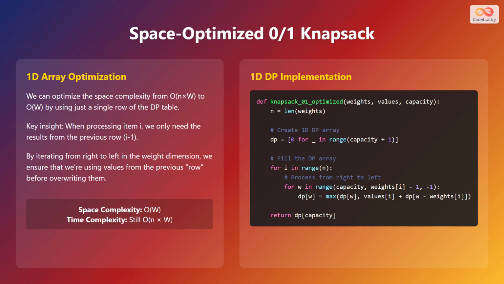The dynamic programming approach for the 0/1 knapsack problem requires O(n × W) space. However, we can optimize the space complexity to O(W) by using only one row of the DP table. The key insight here is that when processing item i, we only need the results from the previous row, which is i-1. By iterating from right to left in the weight dimension, we ensure that we are using values from the previous row before overwriting them.